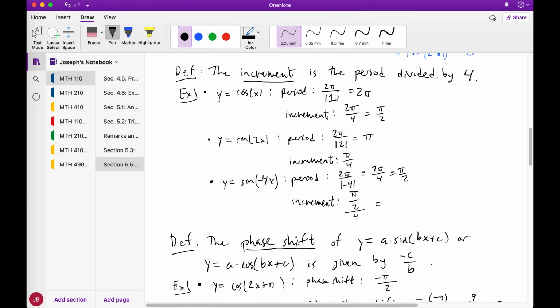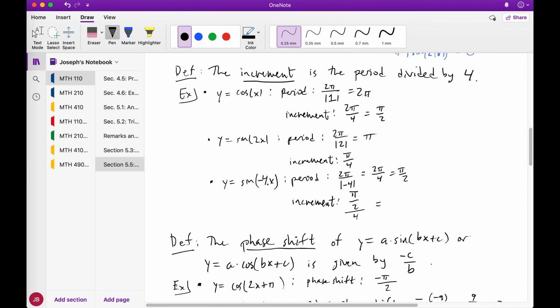So here, the cosine x, the period was 2 pi. The increment is then 2 pi over 4, and then reduce that fraction. That's just pi over 2. Sine of 2x we just found. The period is pi, so the increment is pi over 4, right? Just divide that answer by 4.